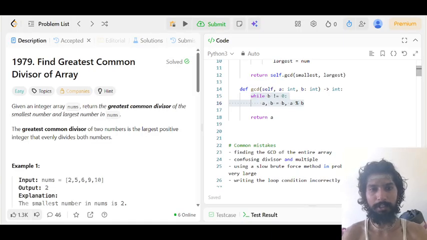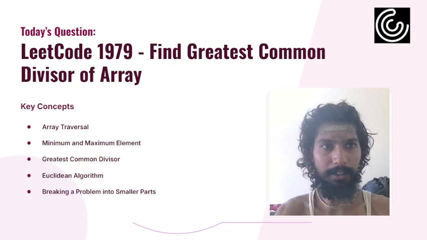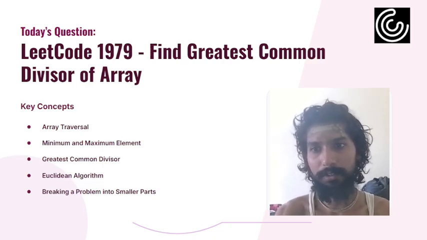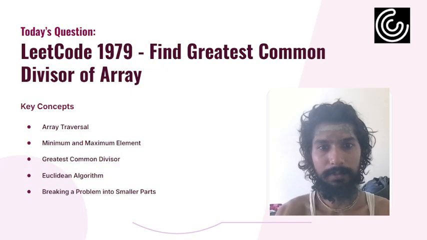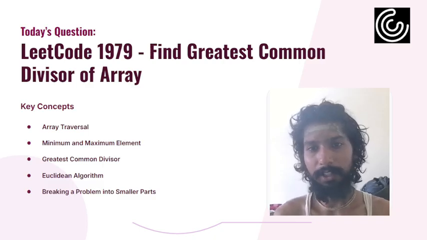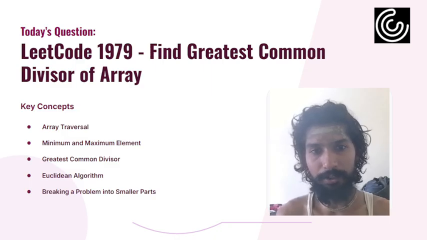So this was LeetCode 1979, Find Greatest Common Divisor of Array. The main learning from this problem is not just solving the question. The main learning is understanding the complete idea, the complete process of solving the question. In the next problems, whenever you see divisibility, factors, or common multiples, remember this idea. Use GCD, and for GCD, use the Euclidean algorithm.